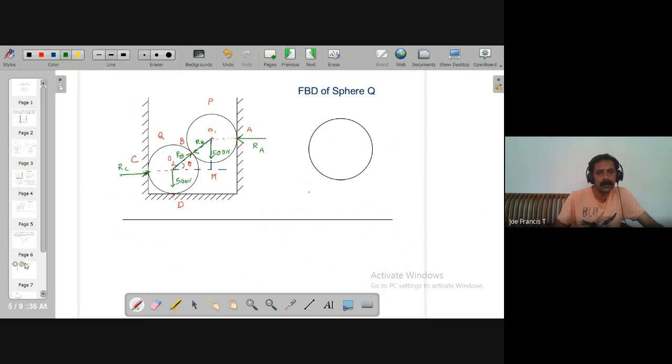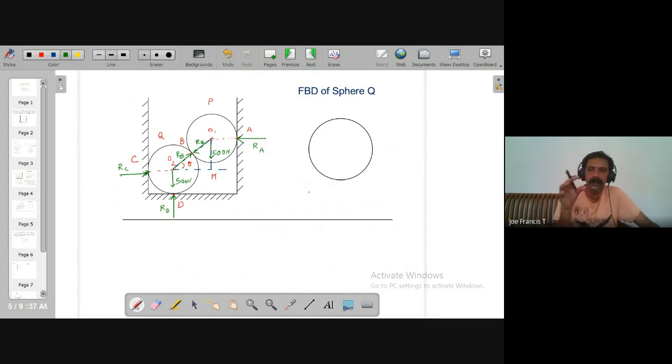RC. And now the fourth one is the reaction offered by the horizontal floor. That will be reaction at D. So you will have one more reaction acting at D. That will be vertically up, opposite to 500 Newton. So that will be RD. So if you look at it, there are in fact 4 forces acting on this.